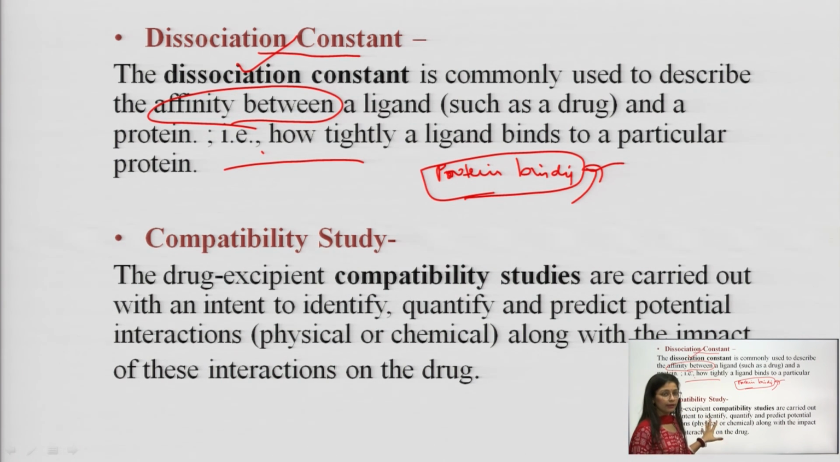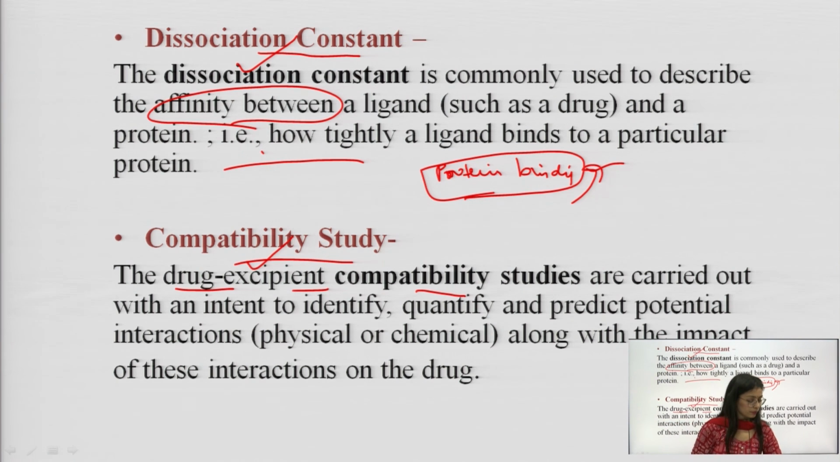Another is compatibility studies. Compatibility is like when you are getting married, obviously you have to see the compatibility of the two people getting married. So the drug excipient compatibility plays a major role. When your drug and the excipients, meaning the additives you are adding, are not compatible with each other, obviously they will be unstable. This is what you learn by compatibility studies. The drug excipient compatibility studies are carried out to identify, quantify and predict potential interactions along with the impact of these interactions on the drug.